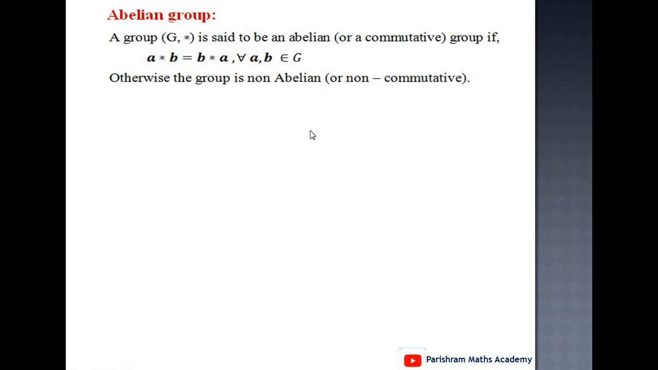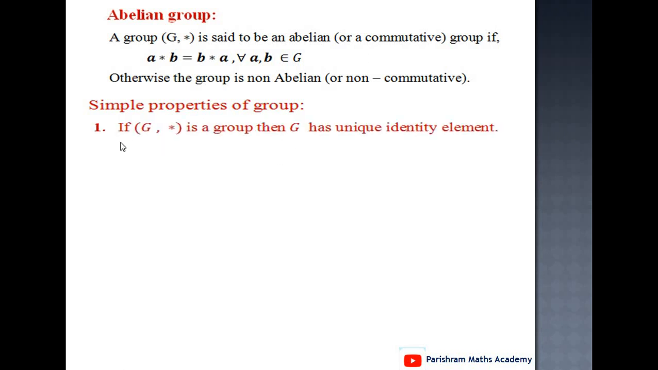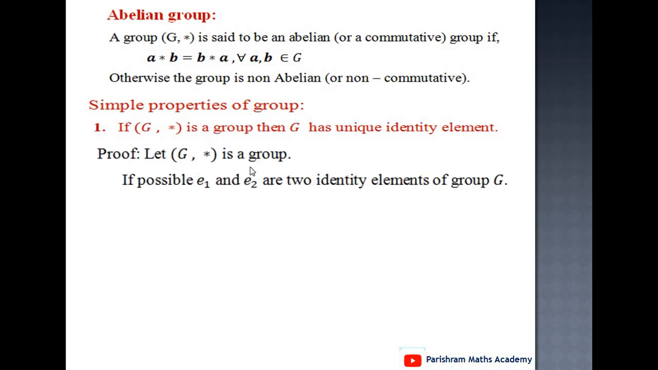Then, simple properties of group. We can prove important simple properties of a group. First, if (G, star) is a group, then G has a unique identity element. That is, any group G has a unique identity element. Proof. Let (G, star) be a group. We have to prove G has a unique identity element.